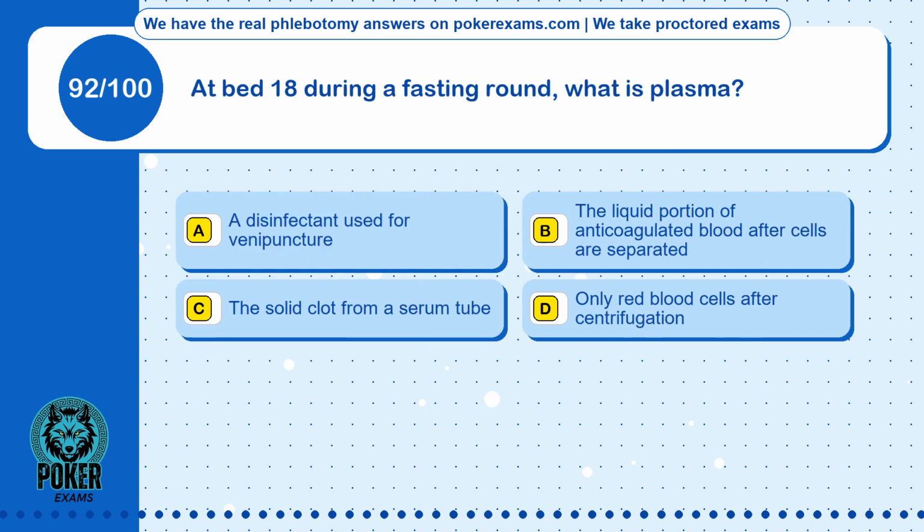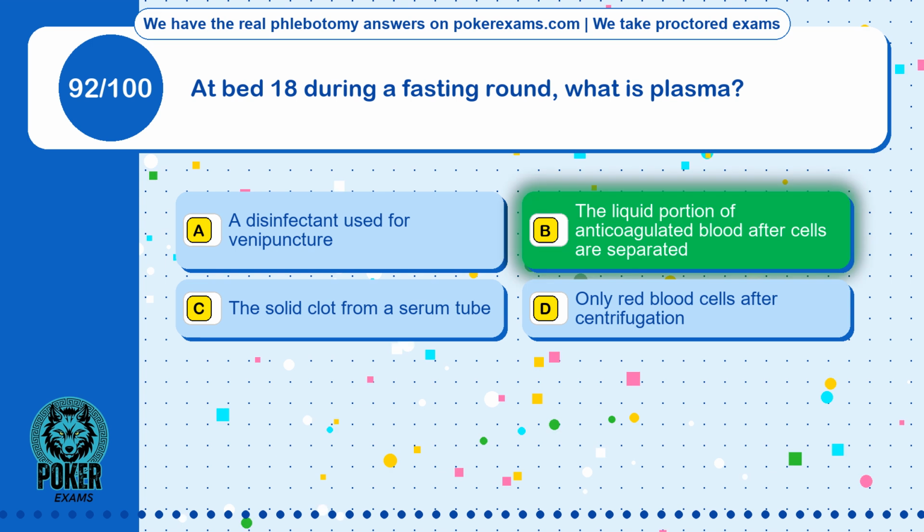Question 92. At bed 18 during a fasting round, what is plasma? Option A. A disinfectant used for venipuncture. Option B. The liquid portion of anticoagulated blood after cells are separated. Option C. The solid clot from a serum tube. Option D. Only red blood cells after centrifugation.